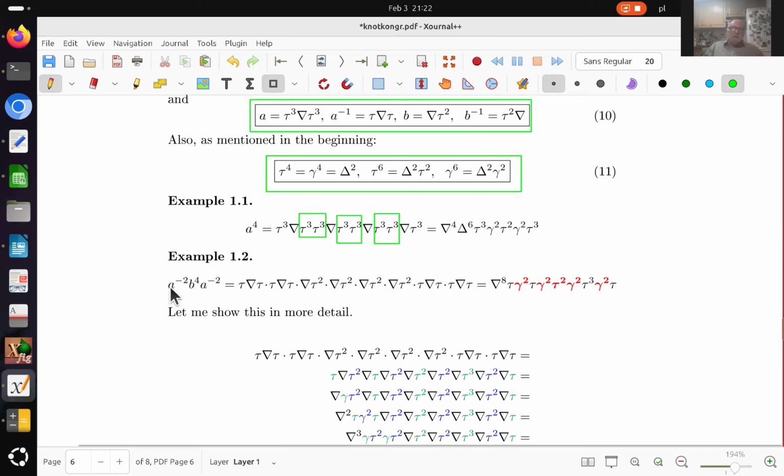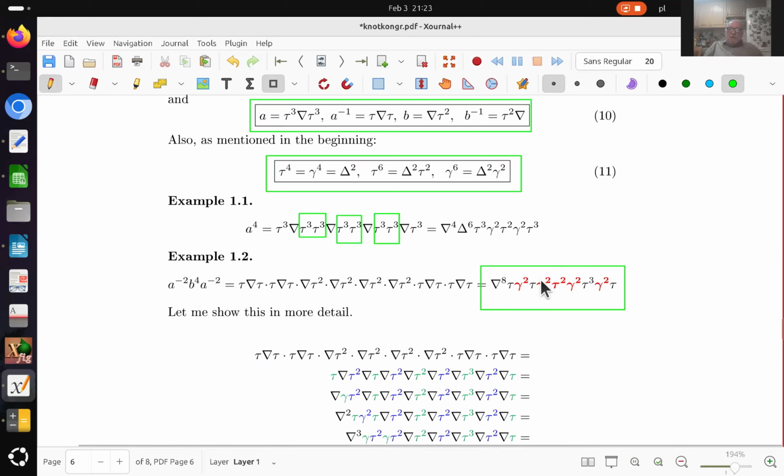So I have a to negative 2, b to the fourth power, a to negative 2. This is equal to that sort of product. As you see, I'm exploiting here the terms that are in the alpha square b square subgroup. So the exponents here are all even. Now, I marked some parts of that with red.